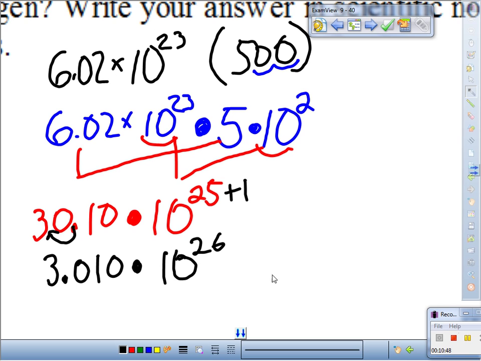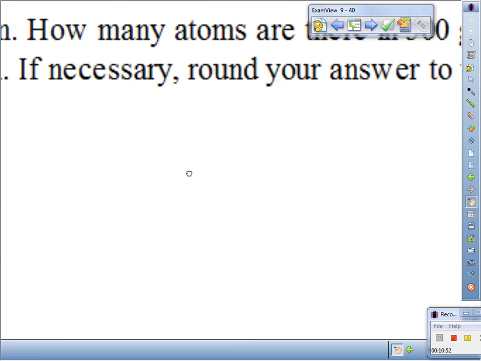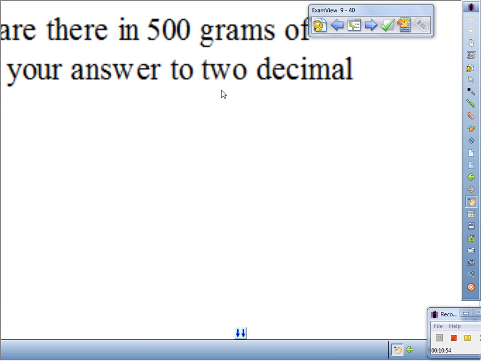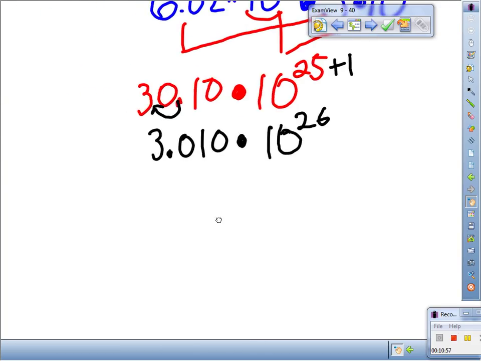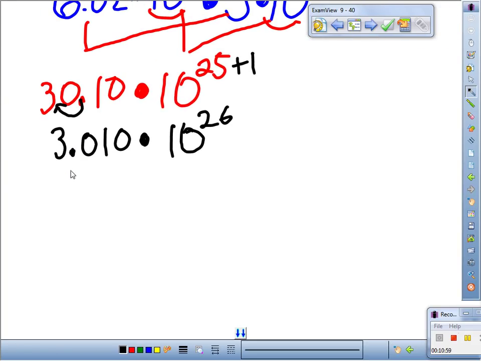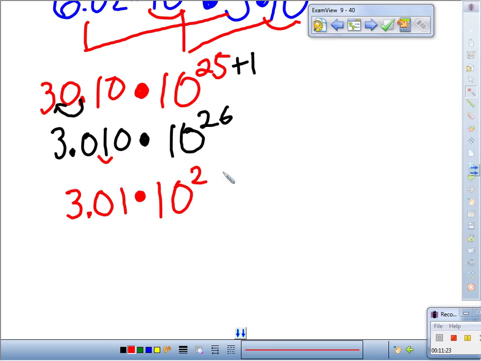We're almost done because look what they ask at the end. It says, round your answer to 2 decimal places. All right, so let's look at it. Here's the first decimal, and here's my second decimal. Does this one stay a 1 or does it go up to a 2? Stays a 1, because this one needs to be at least a 5 or greater for this to go up. So this stays at 3.01 times. Now that we rounded, do we do anything to the exponent? No, it stays the same.